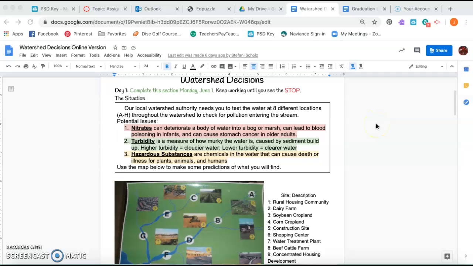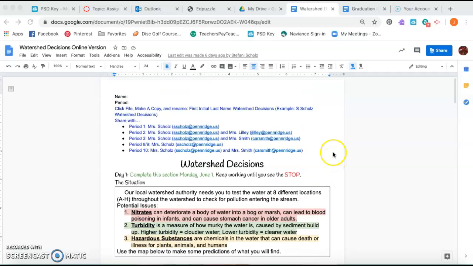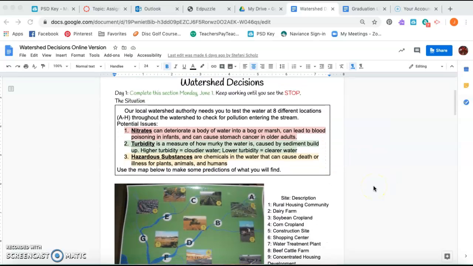So this activity is called Watershed Decisions, and today you're going to be completing part one, Monday, June 1st. You want to make sure that you have done a file, make a copy and renamed, and that you have shared it with the appropriate people for your class period. But once you've done that, you're ready to get started.